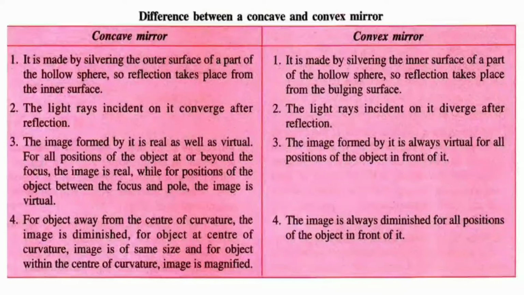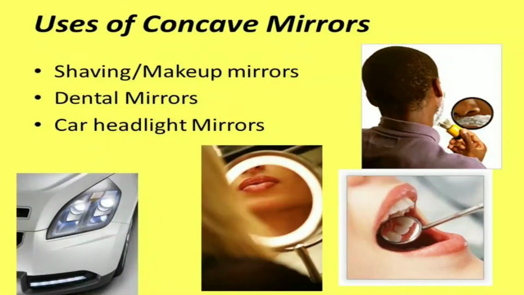In a concave mirror, for an object away from the center of curvature, the image is diminished. For an object at the center of curvature, the image is of the same size, and for an object within the center of curvature, the image is magnified. In a convex mirror, the image is always diminished for all positions of the object in front of it. Now let us see the uses.